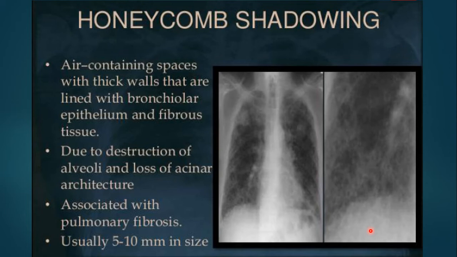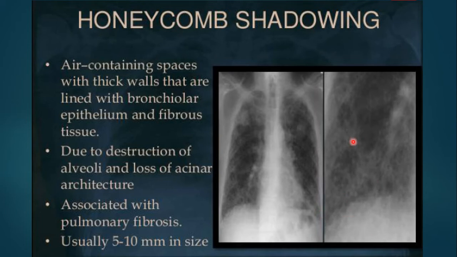Okay, there are bronchioles that are dilated, so they contain air. Why do these bronchioles get dilated? Due to the destruction of the alveoli surrounding them. The alveoli that surround the bronchioles are destroyed for whatever reason, whatever cause, and cause the bronchioles to dilate. And usually, almost always, it is associated with pulmonary fibrosis. Most of these spaces are 5 to 10 millimeters in size, so they are called honeycombing.